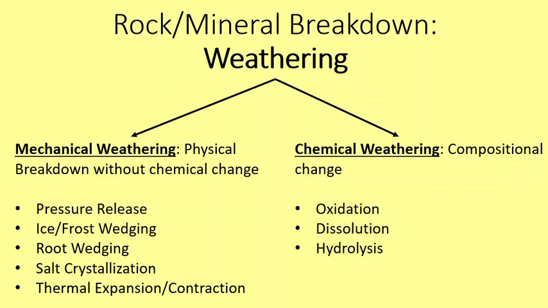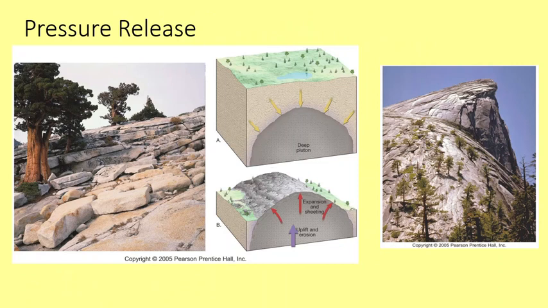Chemical weathering processes do involve chemical change in the sense that the composition of the rock is actually changing during various chemical weathering processes. So the important information on this slide is just to appreciate what weathering is, namely it's rock breakdown, and then further to understand that we can think of weathering in two broad categories, including mechanical weathering and chemical weathering. So let's start with a brief look at a few different mechanical weathering processes.